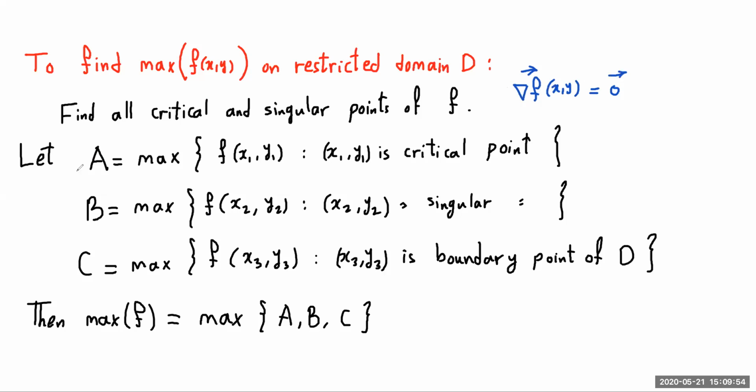After that, let's suppose that the real number a is the maximum of f(x1,y1), where (x1,y1) is a critical point. And let's suppose that b is the maximum of f(x2,y2), where (x2,y2) is singular. And c is the maximum of f(x3,y3), where (x3,y3) is a boundary point of the region D. Then to find the maximum of f, take the maximum of the three real numbers a, b, c.